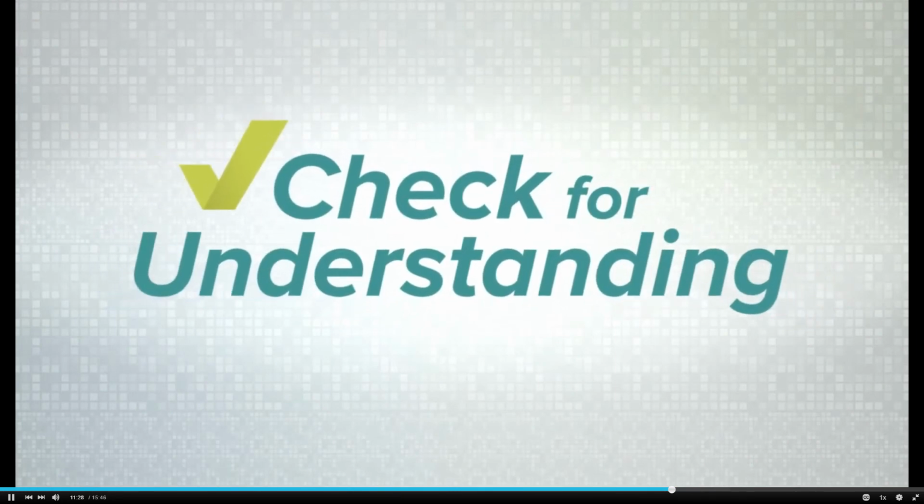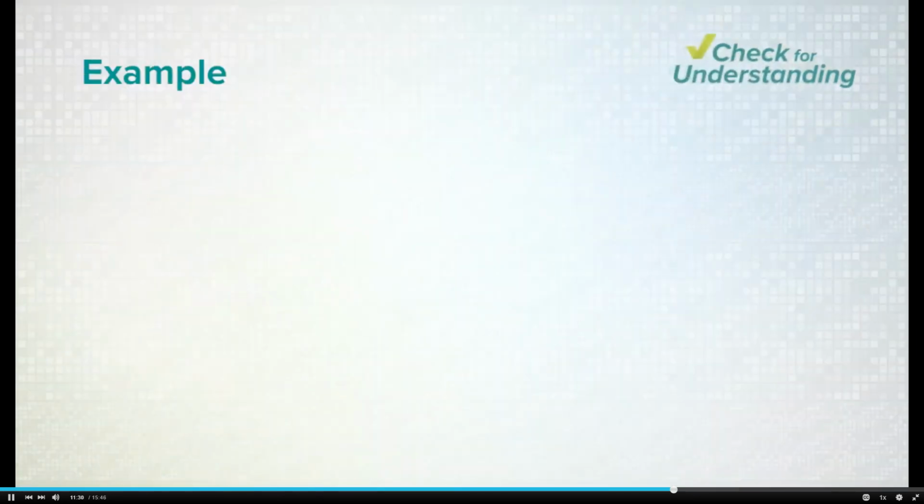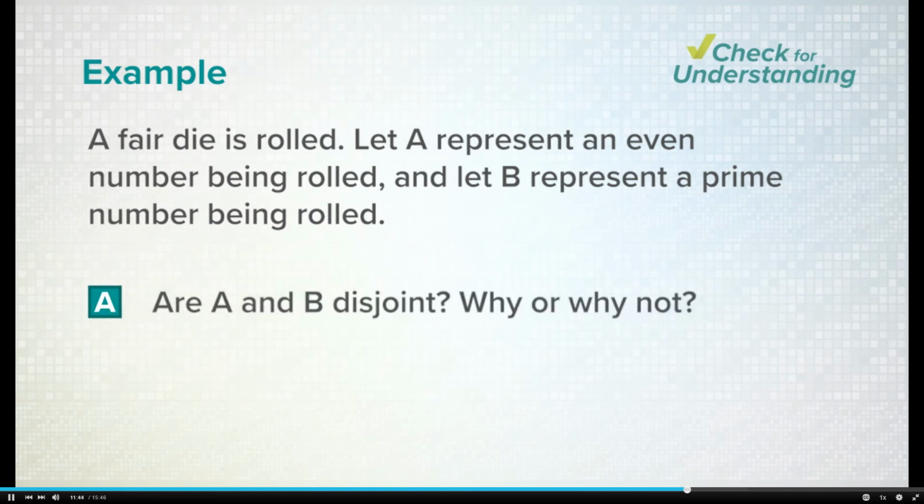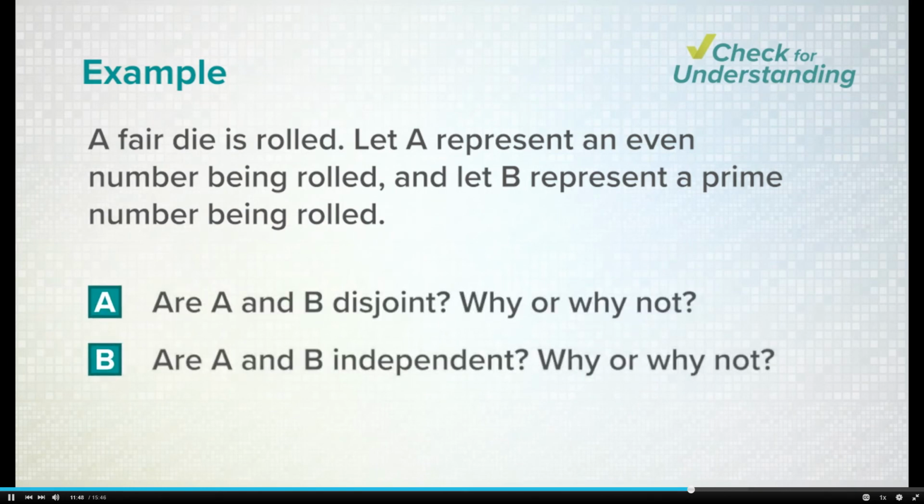Now, let's test what you've learned so far with a check for understanding. A fair die is rolled. Let A represent an even number being rolled, and let B represent a prime number being rolled. A, are A and B disjoint? Why or why not? And B, are A and B independent? Why or why not?